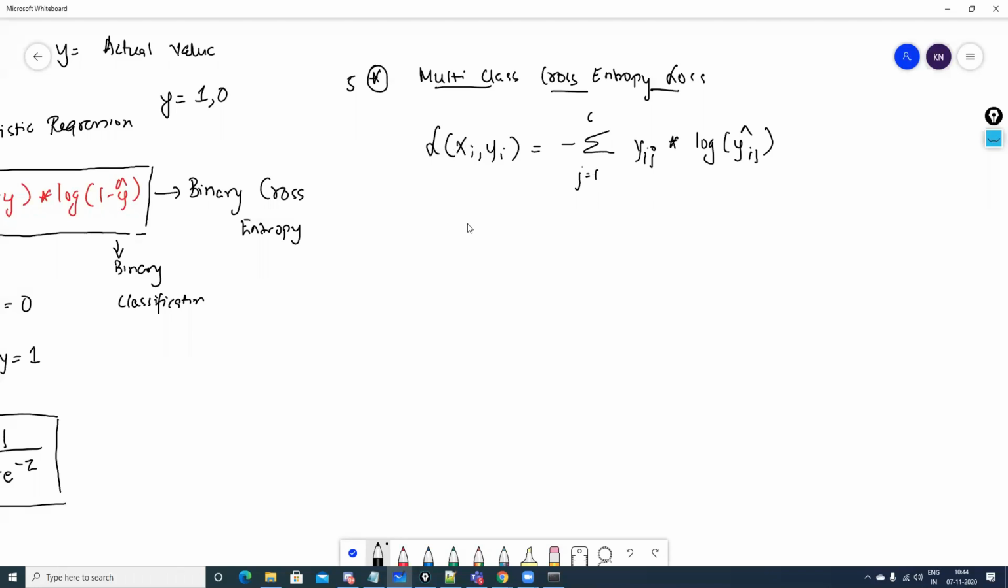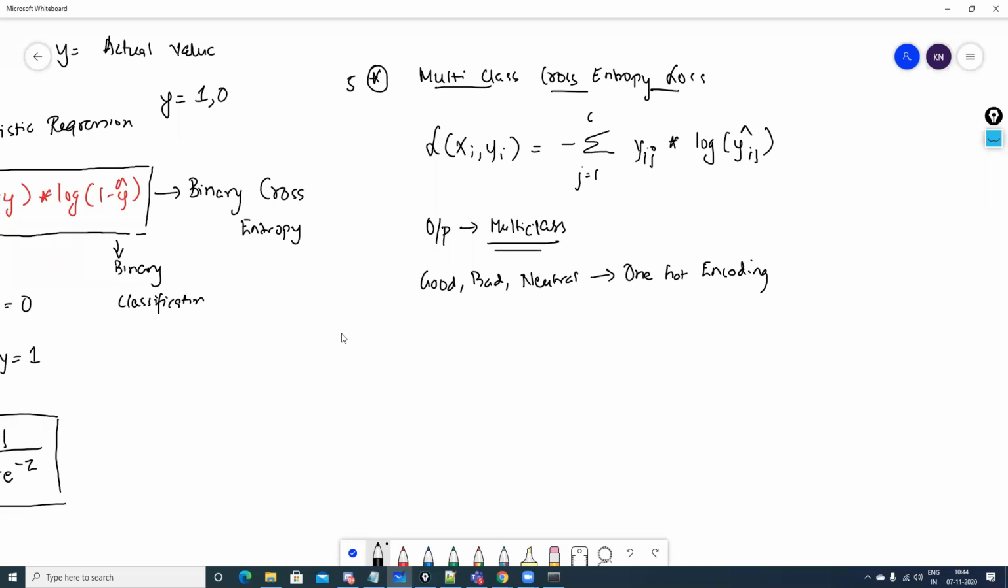When I say multi-class, that basically means my output will have multiple classes. Suppose I have output like good, bad, neutral. If I really want to represent good, what will good be represented as? It will be represented if I do one hot encoding, because in multi-class cross entropy, we perform one hot encoding. We basically say that our output will be represented in a form like this.